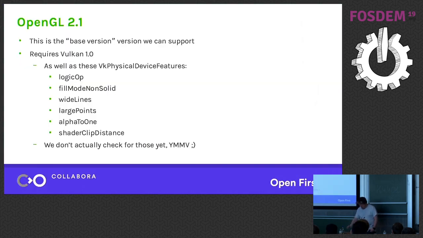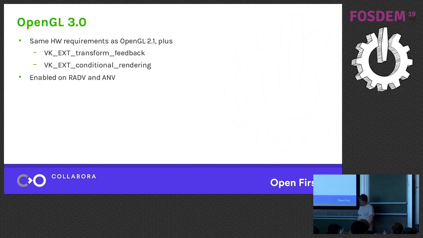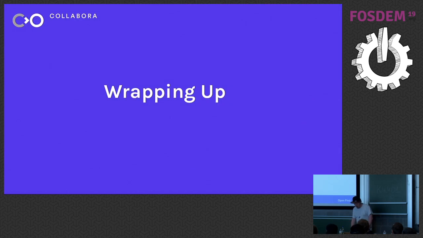Currently, we support OpenGL 2.1 as the lowest set of features we can support. It requires Vulkan 1.0 and a bunch of different physical device features, which we don't test for. Probably we will before we land this driver, but maybe with an override so you can run things even if it's not perfect. OpenGL 3.0 requires 2 more extensions. Those are both enabled on RADV and ANV, so on both of those drivers we get 3.0.